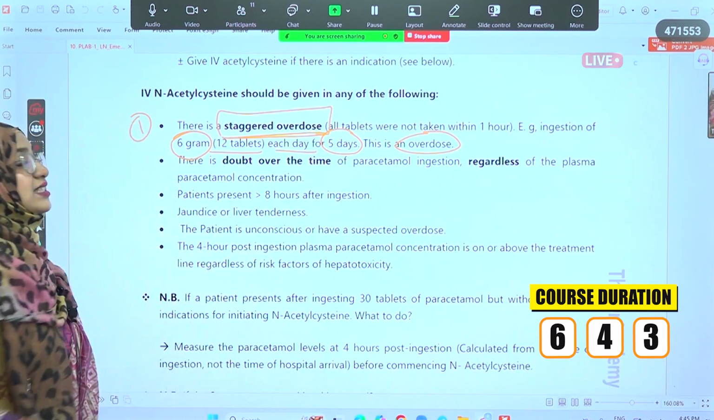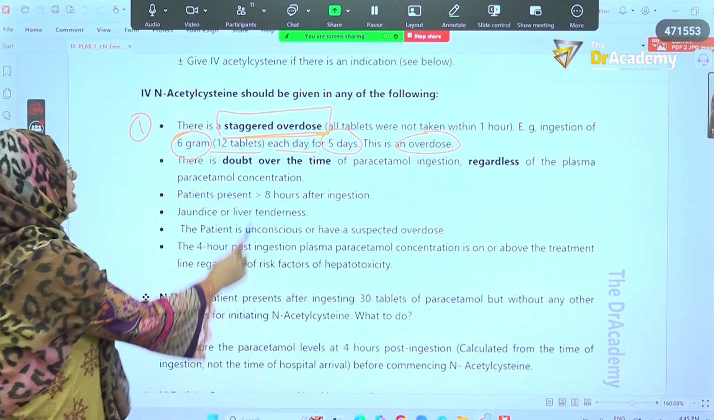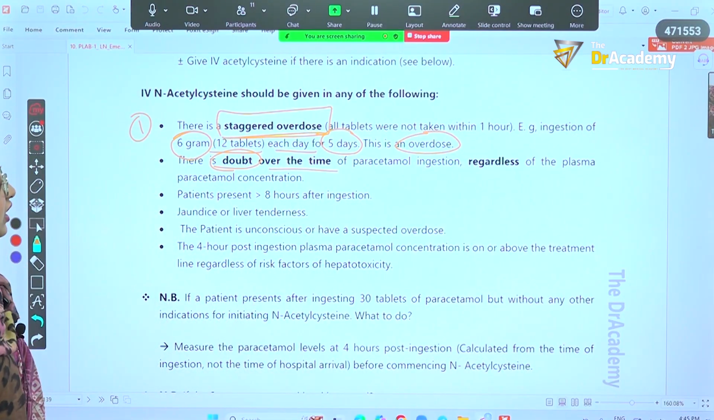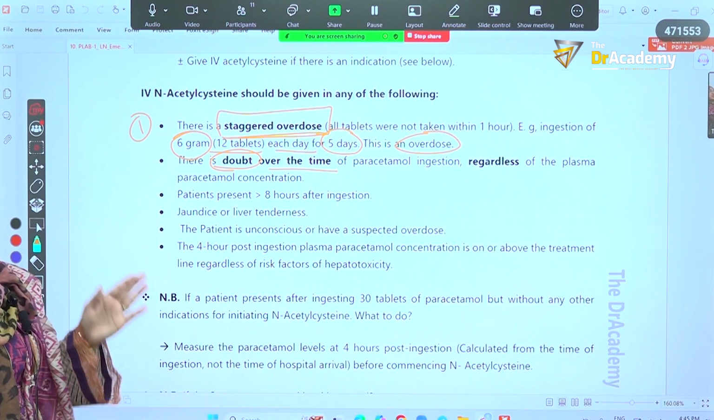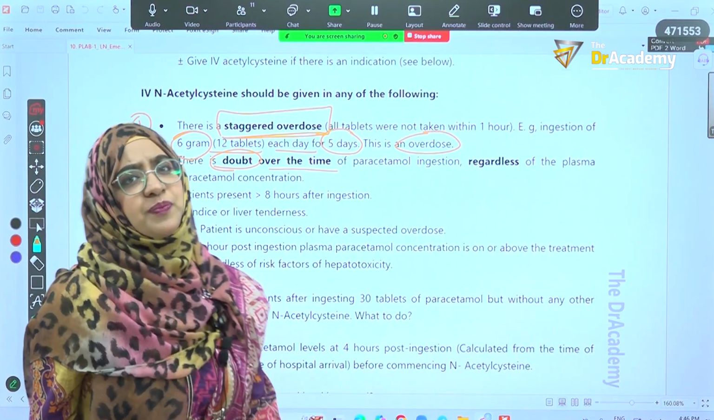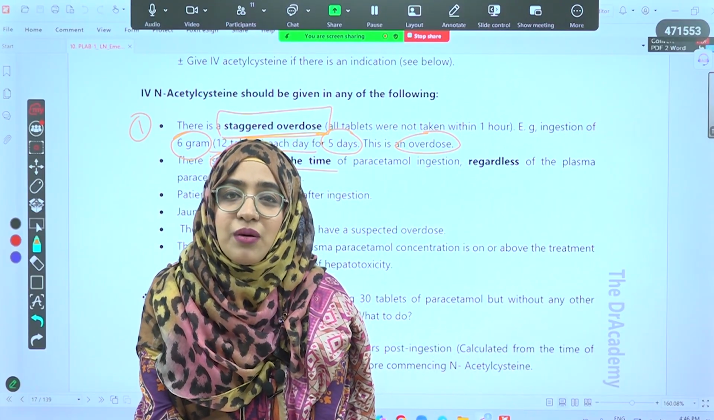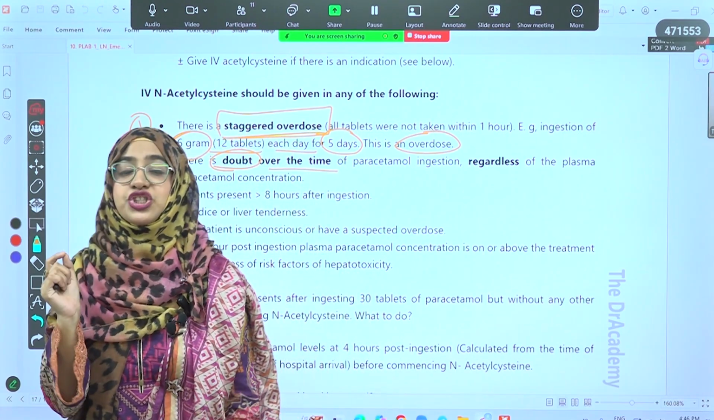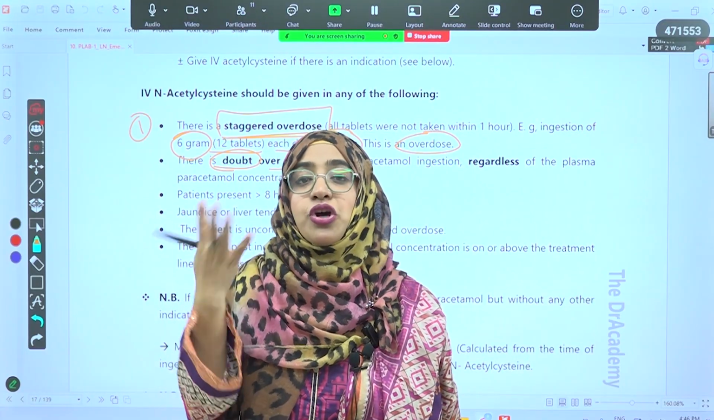If the patient has taken a staggered overdose, then it's called paracetamol poisoning. There is doubt over the time of paracetamol ingestion, regardless of the plasma concentration. That means a patient has come to you at hospital at 3 p.m., and we have done the paracetamol level after 4 hours, but the patient cannot mention at which time he or she has taken the tablets. So we are not sure about the time.